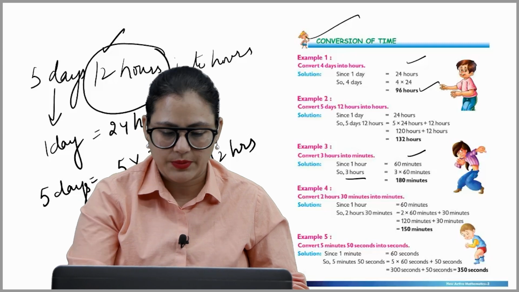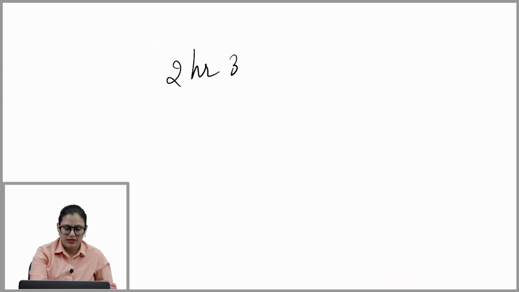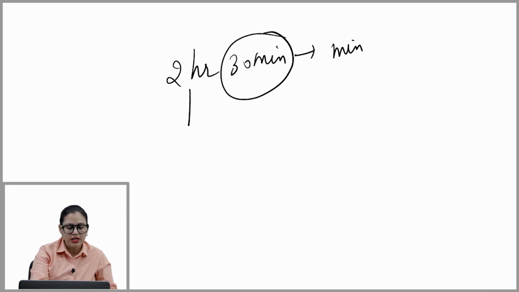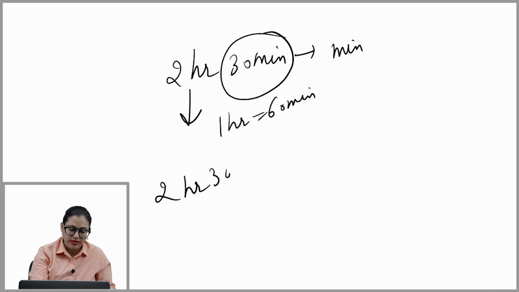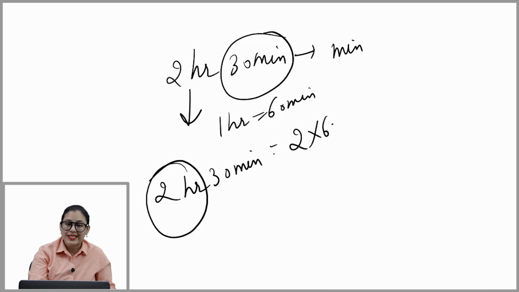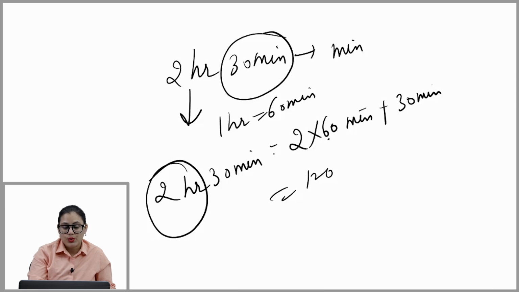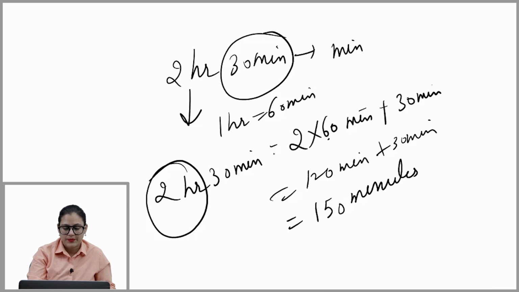Okay, let's do it. 2 hours, 30 minutes, you have to convert into minutes. Okay, it's already in minutes. We will convert only 2 hours into minutes. Okay, 1 hour is equal to 60 minutes. You know that. So 2 hours 30 minutes. How will we convert? 2 into 60 minutes plus 30 minutes, okay. 2 into 6 is 12, and we will put 0 here, 120 minutes plus 30 minutes. So total 150 minutes, right students?